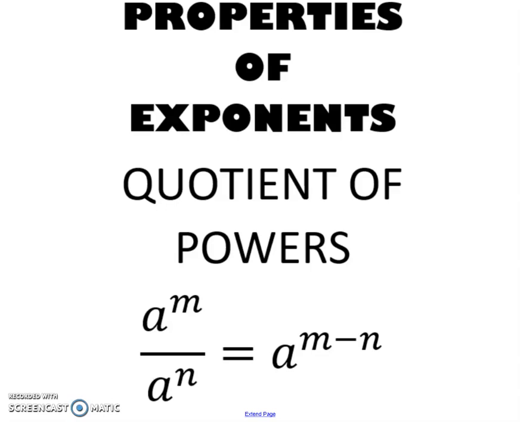Hey, we're looking at properties of exponents. Right now we're going to talk about quotient of powers. Remember, quotient is the answer to division. Here is our rule. If we have a to the m divided by a to the n, then I can subtract. So there it is.